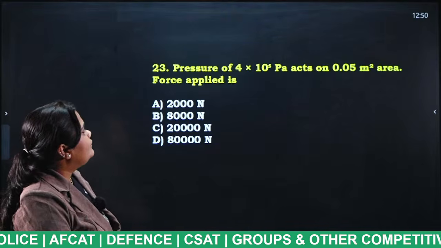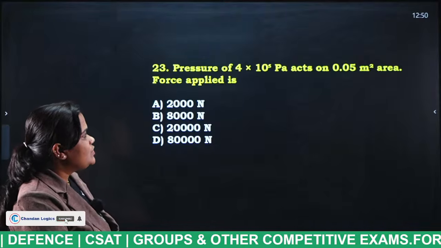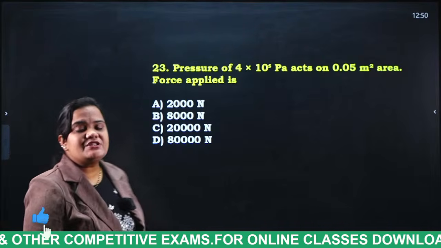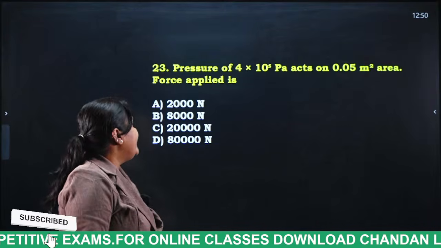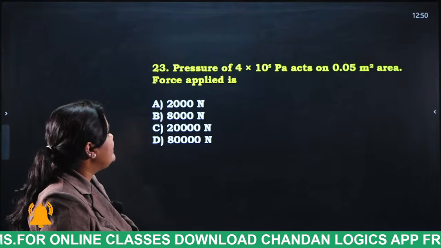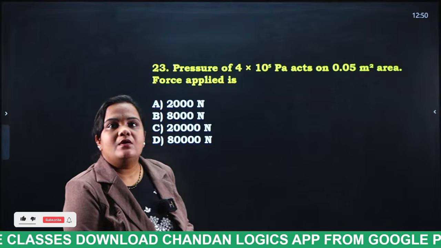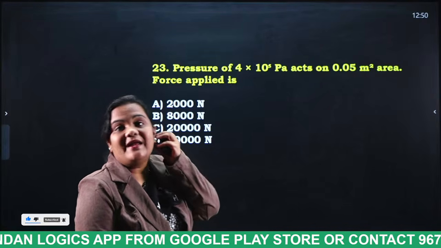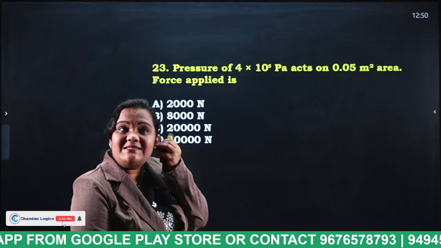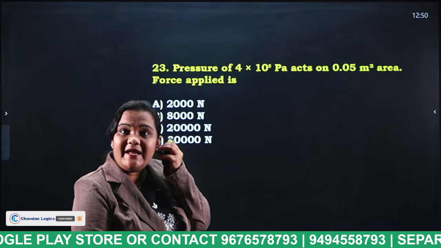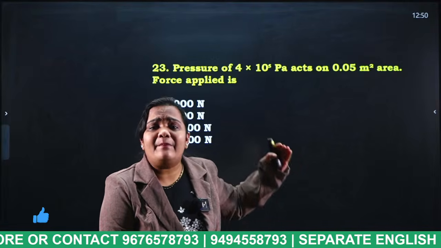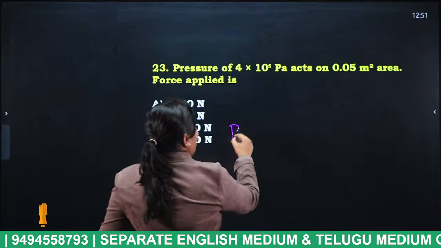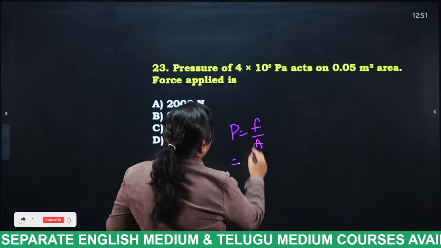Pressure of 4 into 10 power 5 pascals acts on 0.05 meter square area. Force applied is? So what is the relationship between pressure, force and area? Tell me, students. Pressure is equal to force into area, or force is equal to pressure by area? Tell me the answer. Pressure is nothing but we are applying a force on a particular area. Pressure is nothing but what, students? Force by area.